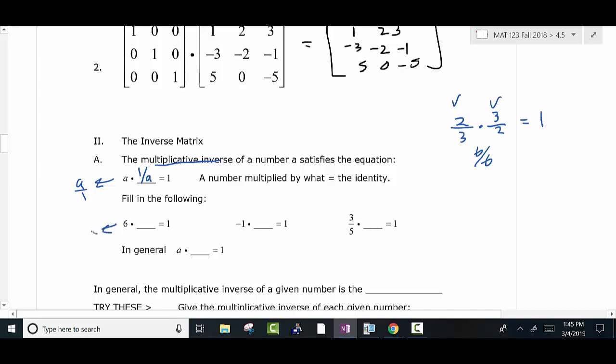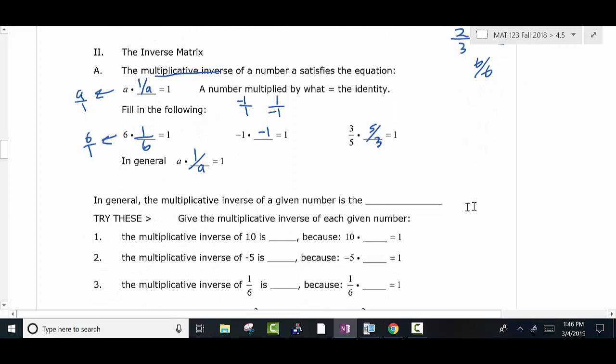The next one you have 6 over 1. If you multiply 6 by 1/6, you should get 1. Same thing on this next one. Negative 1 over 1, if you turn it upside down, you still get negative 1. And then the next one, 3/5, turn it upside down, that would be 5/3. So that's what we mean by a multiplicative inverse. It just means you take a number times its reciprocal, you will always get 1. So in general, a times 1 over a is going to be 1.